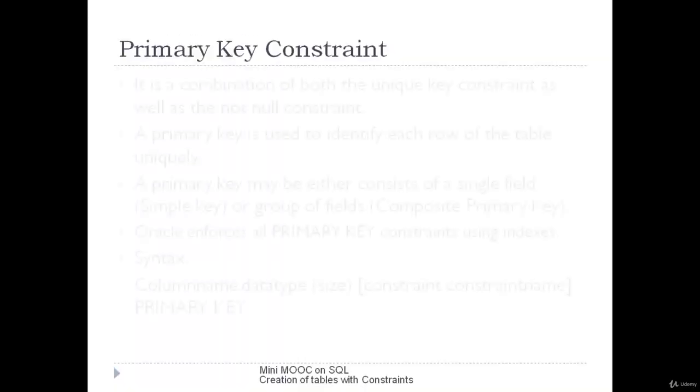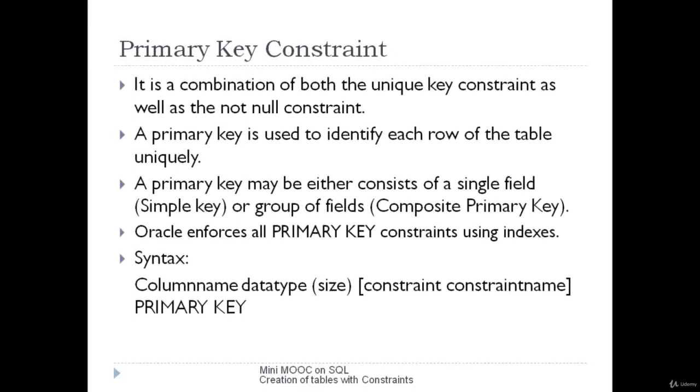Let us learn the concept of the primary key constraint. Primary key constraint is a combination of both unique and not null constraints. It is used to identify a unique row of a table. If primary key is applied on a single column, then it is called a simple key, and if it is applied on a combination of columns, then it is known as a composite key. Its syntax is column, data type, size, and we have to specify primary key. We can also give our own constraint name to this constraint. Let us apply this constraint to the student table.